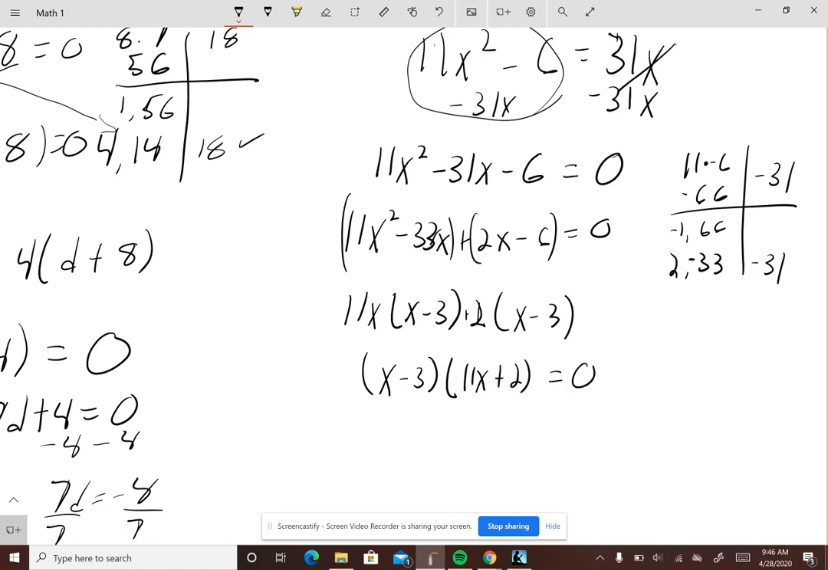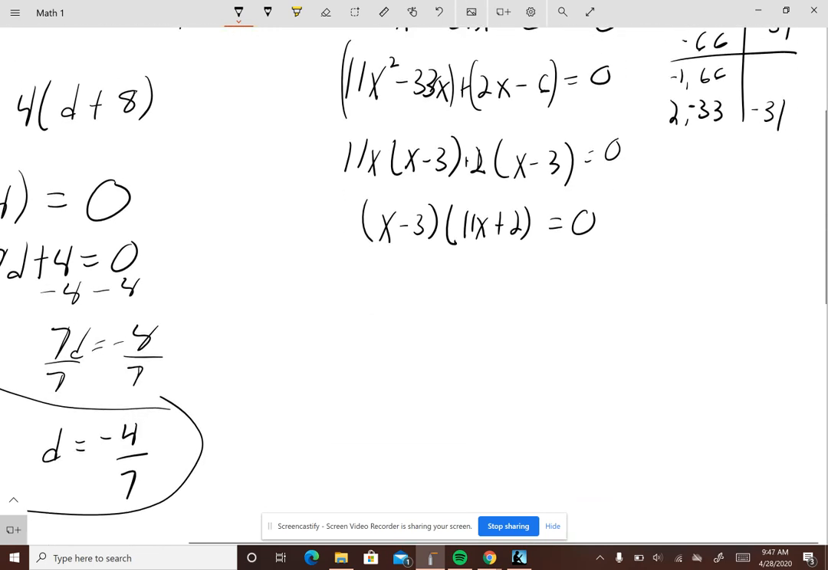And that's equal to what? 0. It was equal to 0 this whole time. Okay. And now we can use what? The zero product property to solve. So we factored, now we're using the zero product property. So x minus 3 equals 0, 11x plus 2 is equal to 0.